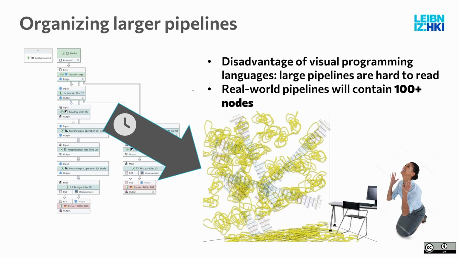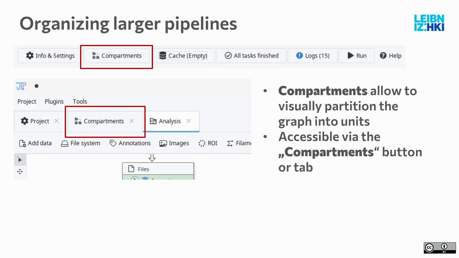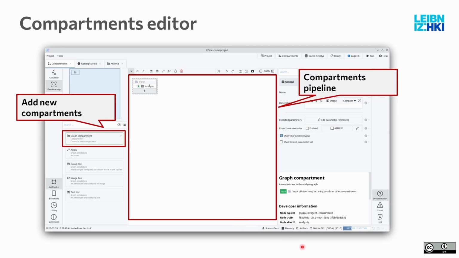And this is why JIPipe has a primary way of organizing your pipelines. It's called compartments. You've always seen this tab open. It always opens by default. If it's closed, you can access it via this top bar. If you visit this compartments tab, it looks very similar to the pipeline that you have edited already. It also has an Add Nodes panel, it has bookmarks and history and everything. On the left side it looks very similar, but it is something different.